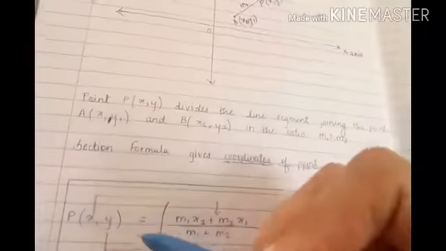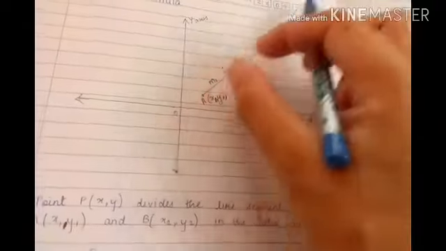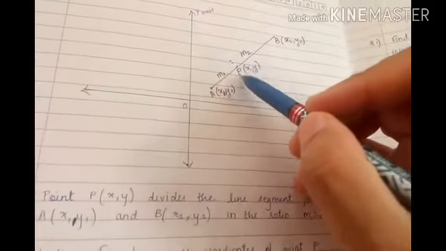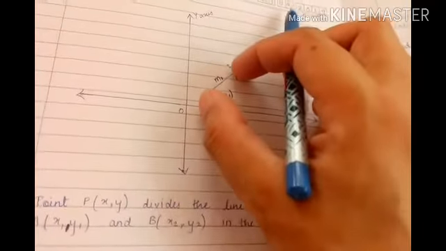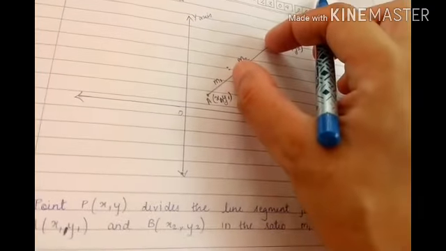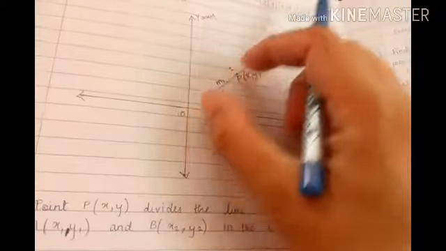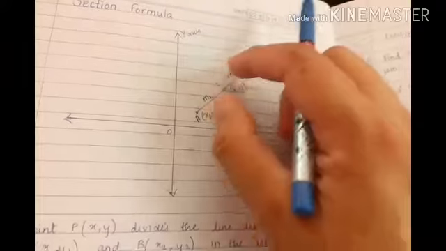In the section formula, these two are not of equal length. We don't know how long this part is and how long this part is, so we take it as m1 and m2. But when P is the midpoint of AB, this part is 1, this part is 1. If this is 5 centimeters, this is also 5 centimeters. If this is 10 centimeters, this is also 10 centimeters. So this part and this part are of equal length, and in that case we take it as 1:1.